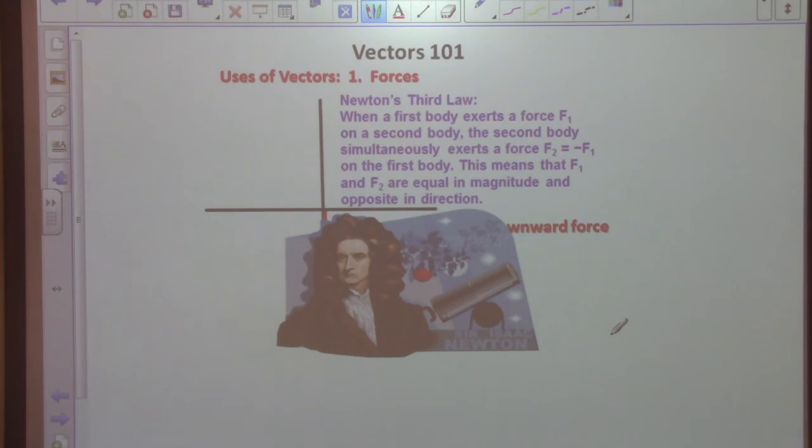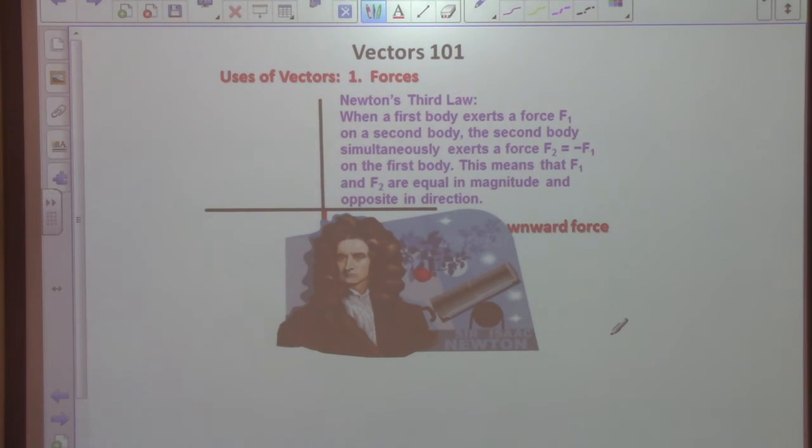Now, when it comes to talking about Isaac Newton, right above Emily there we have a little synopsis of the life and experience of Isaac Newton. You see that? Newton's third law: when a first body exerts a force F sub 1 on a second body, it simultaneously exerts a force F sub 2, which is negative F sub 1, on the first body. That means F sub 1 and F sub 2 are equal in magnitude and opposite in direction.